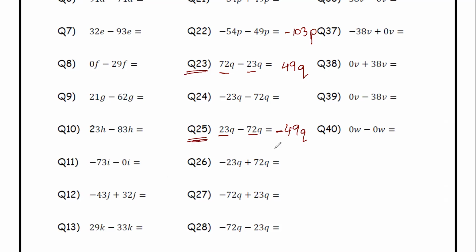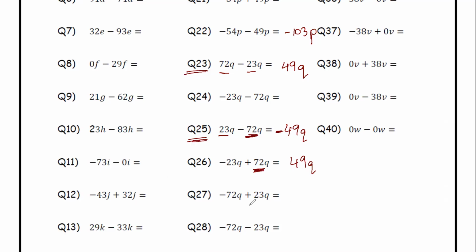All right. Whichever sign is attached with the bigger absolute value, that sign will be used for the result of the expression out here. Again, we got 49q, and it'll remain positive because the sign with the bigger absolute value is positive. Therefore, the outcome will also be positive.